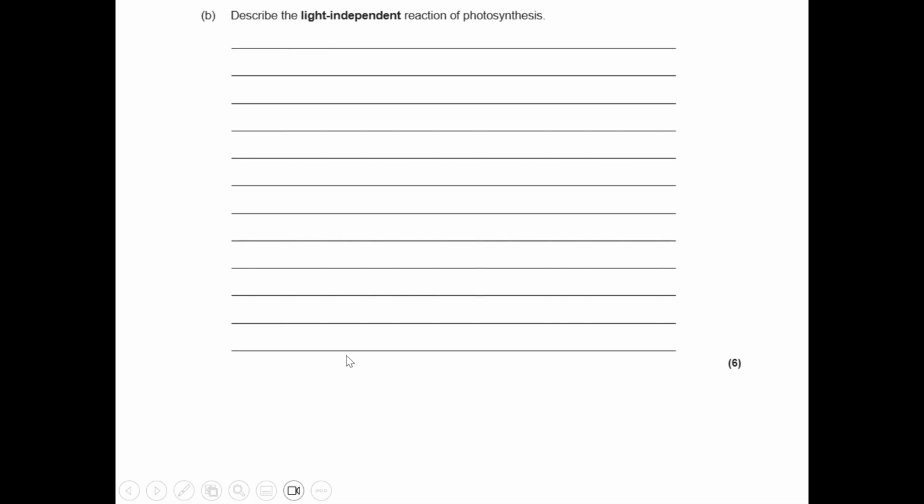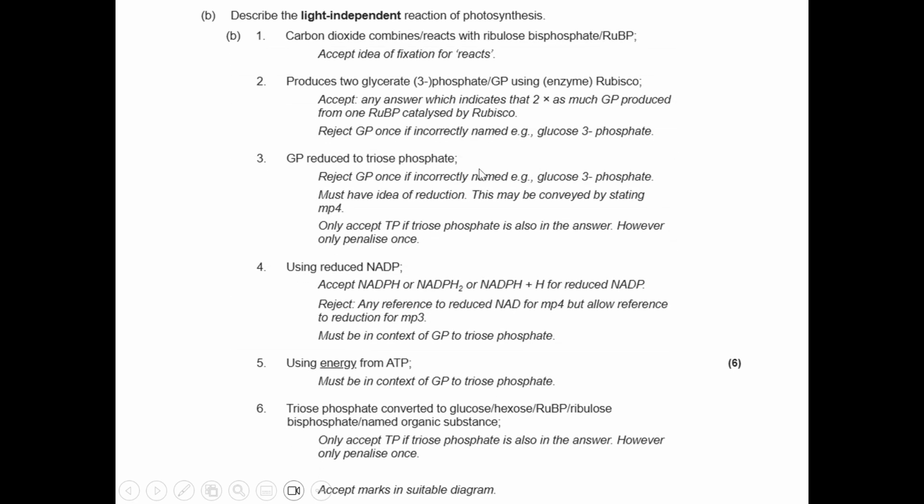The next one, describe the light-independent reaction. Carbon dioxide combines with ribulose biphosphate. This produces 2 glycerate 3-phosphate using the enzyme Rubisco. GP then gets reduced to triose phosphate using reduced NADP and using energy from ATP. Then triose phosphate is converted to glucose or hexose, or you can say that ribulose biphosphate is regenerated.